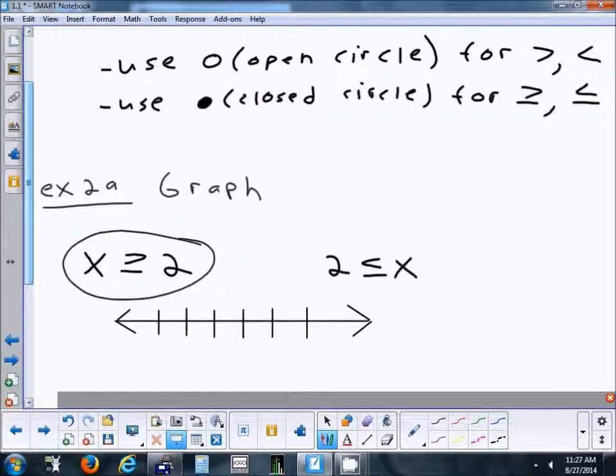Now we just have to decide to graph it with a closed circle or open circle. Colby? Closed circle. And where do we need to put a closed circle on that number line? Yeah, we're going to put it on the 2. And then which direction do we shade? To the right. So that's how we graph it.